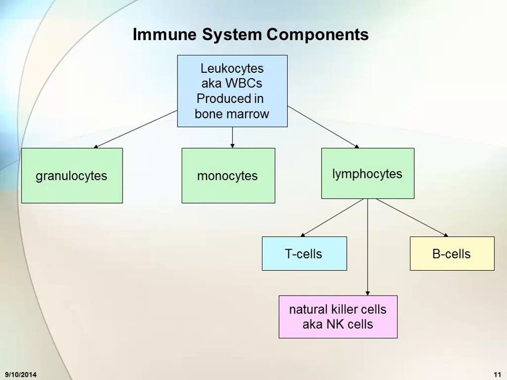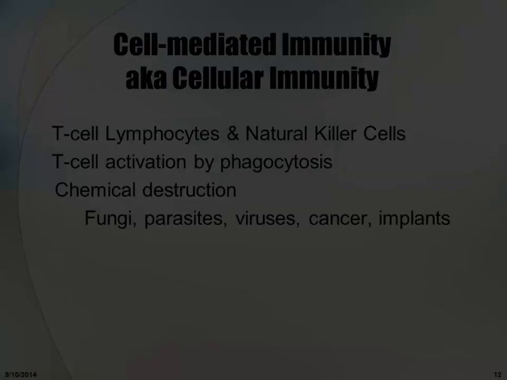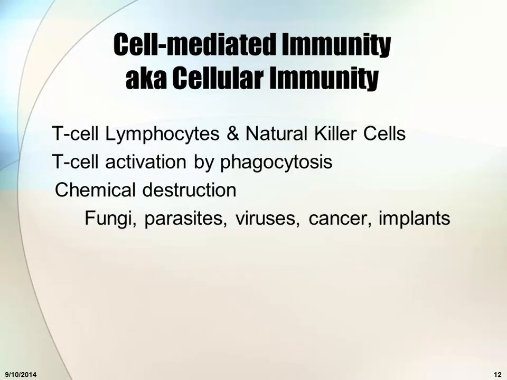So anyways, when we look at this, these white cells are all very important. We're going to look at their different functions, but it's the lymphocytes that give us the T cells and the B cells that we're going to be talking about today. And also we have the natural killer cells. So that's just an overview right there. So let's look at cell-mediated immunity, also known as cellular immunity. What did I write here? It involves the T lymphocytes and the natural killer cells.